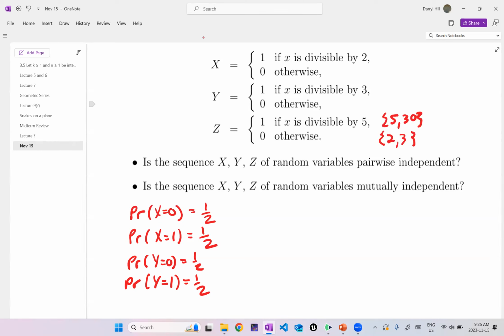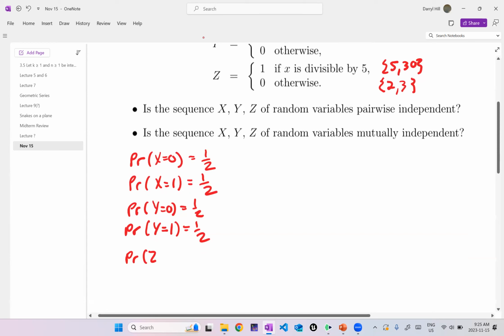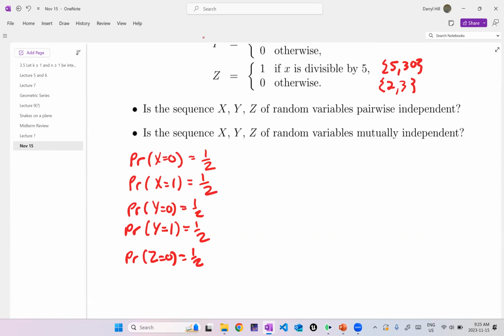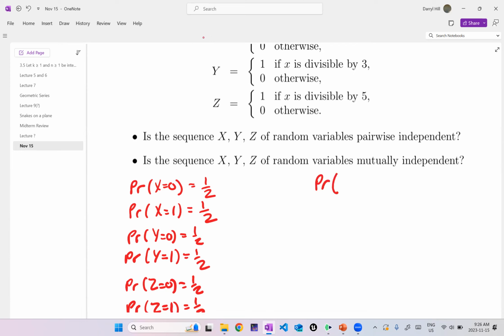Okay, so the probability that z equals 0 and z equals 1 are also 1/2. So we have all of our individual probabilities. And to prove pairwise independence of x, y, and z, we have to look at all combinations. And I'm just going to write we have to look at this probability, right? So for pairwise independence, we have to show, prove or disprove something like this.